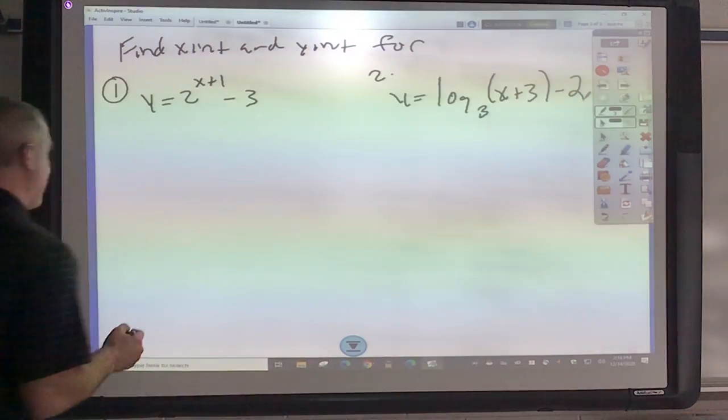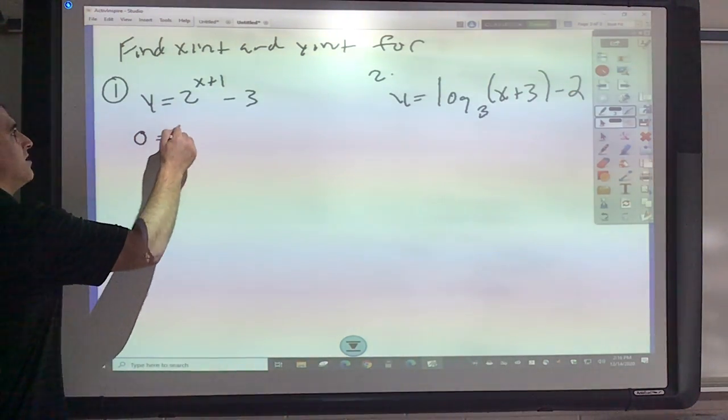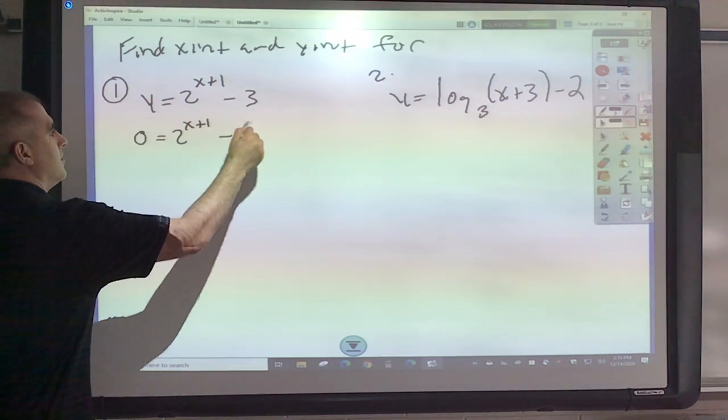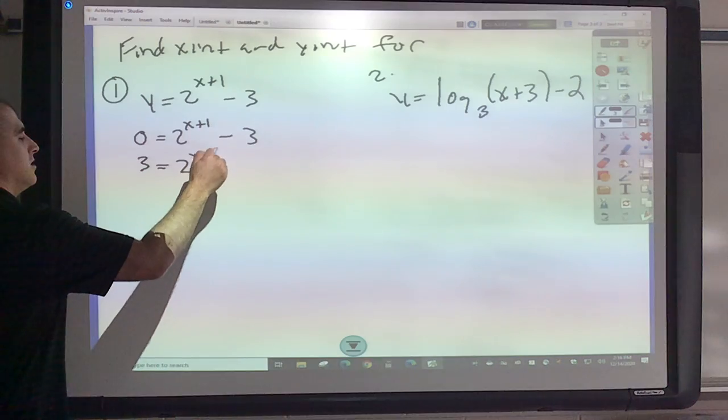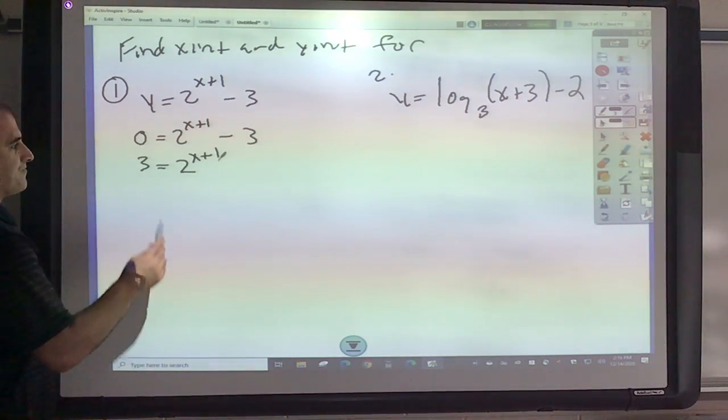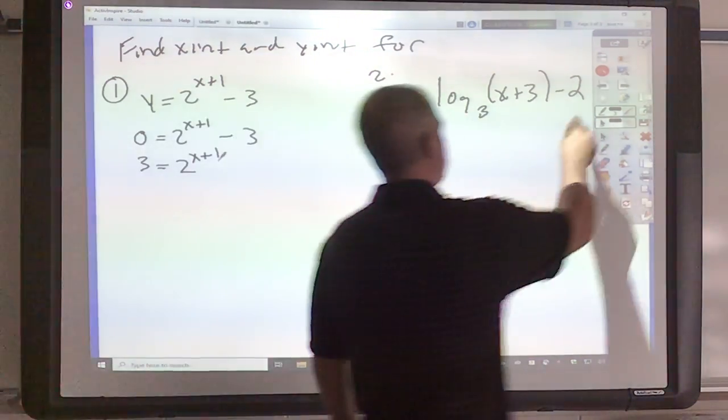All right, so to find the x-intercept, the first thing we would do is put in 0 for y. That 3 would move over. Okay, all right. It's not the same question as the other one, was it?